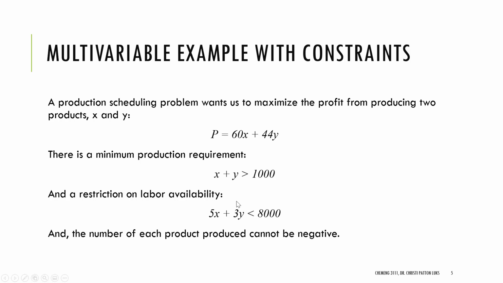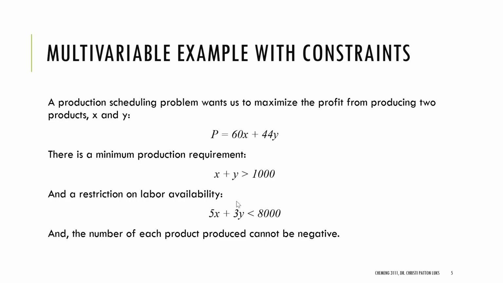And this is one that has two variables. So we're going to produce two products, X and Y. We want to know how I can maximize my profit. And the profit, after some arithmetic, comes out to be 60 times the number of X's I make plus 44 times the number of Y's that I make.